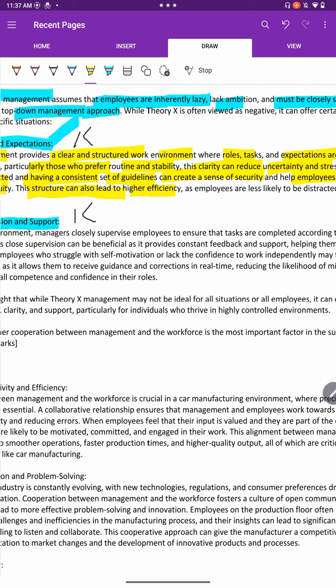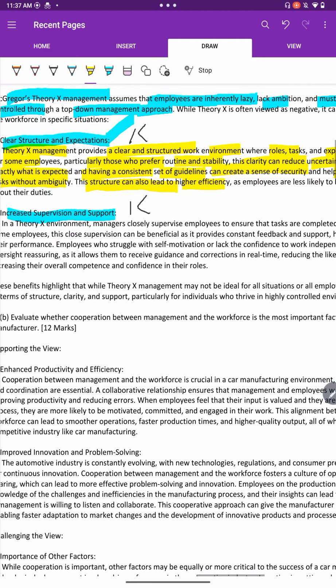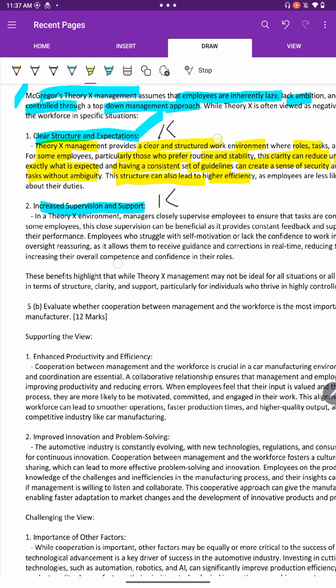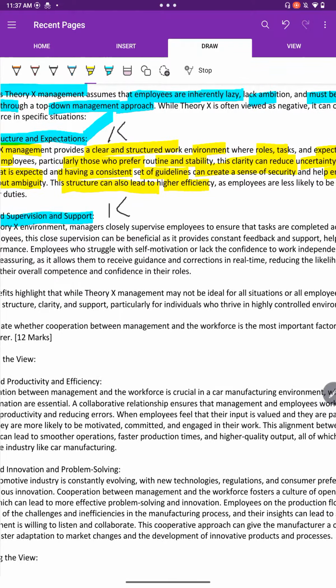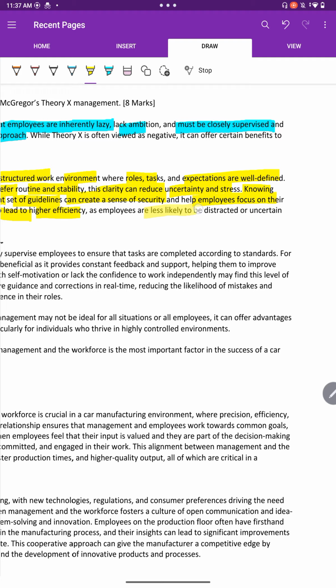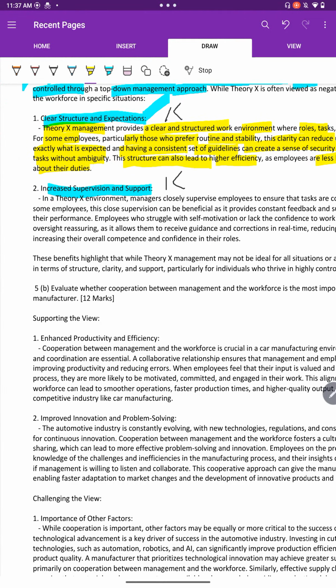So as you can see, from here I'm going to analyze. Basically, this is all the analysis where I've discussed that if the clear structure and expectation are there, how this would be affecting your employees, that there would be no ambiguity, and now how this will be affecting our business. So this structure can lead to higher efficiency as employees are less likely to be distracted or uncertain about their duties. So this is my first point.